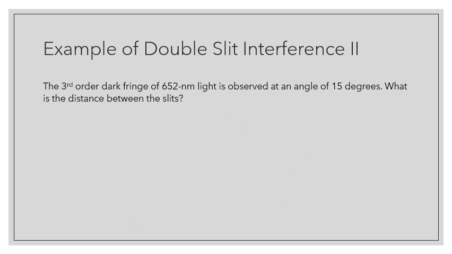So here's an example of another double slit interference question. A third order dark fringe of 652 nanometer light is observed at an angle of 15 degrees. What's the distance between the slits? We know the equation sine theta is equal to (n minus 1/2) times lambda over d. So we need to solve for d.